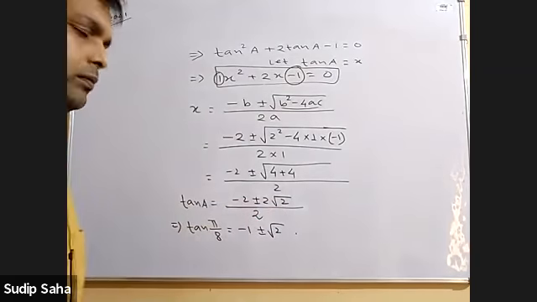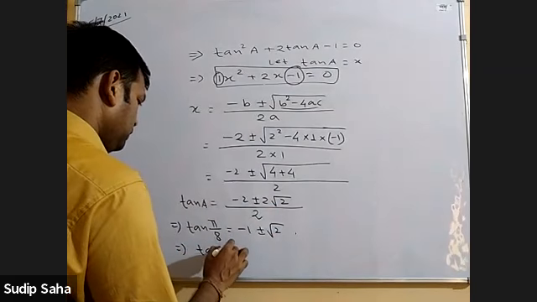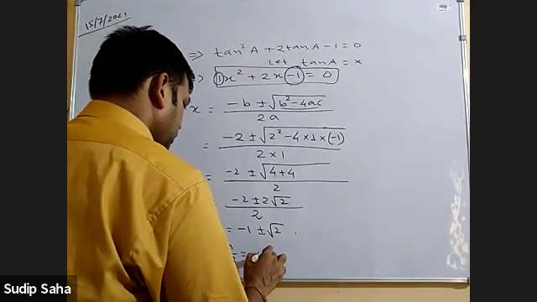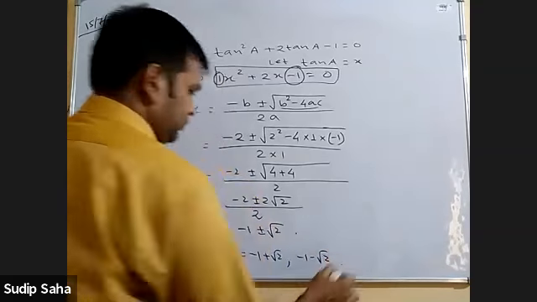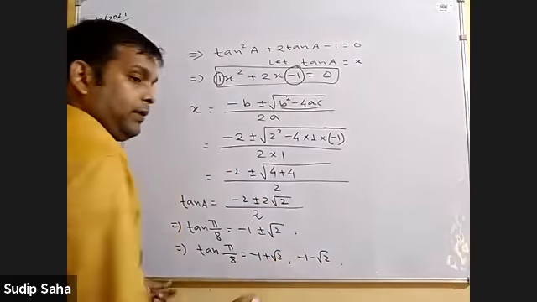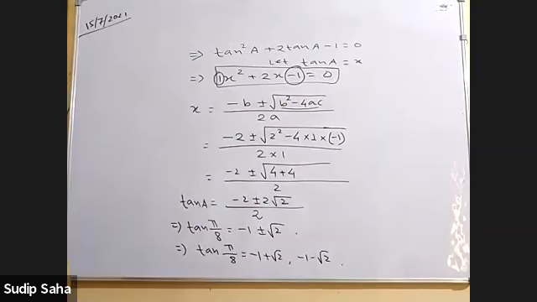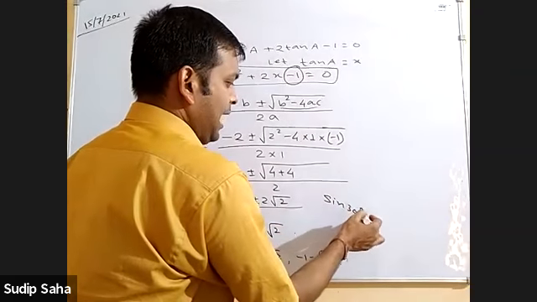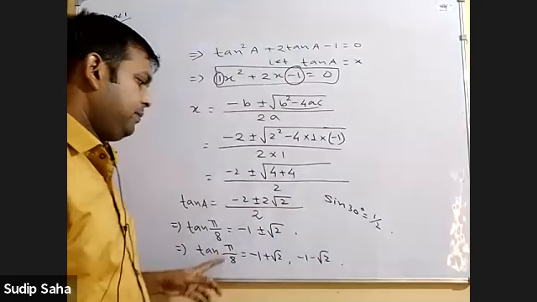Understood? Yes, sir. Now there are two values. Segregate those two values individually, right? Minus 1 plus root 2, and minus 1 minus root 2. Now there are two values for tan pi by 8. So a single angle cannot have two different values, right? This is sin 30. Sin 30, you got only one value. Sin 30 is what? Half. So similarly, tan pi by 8 has only one value.